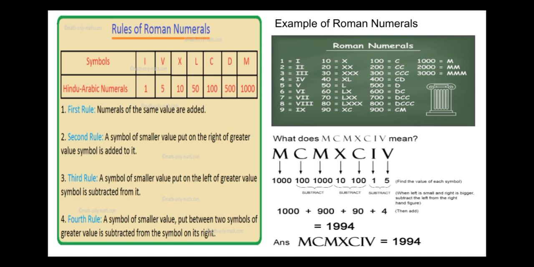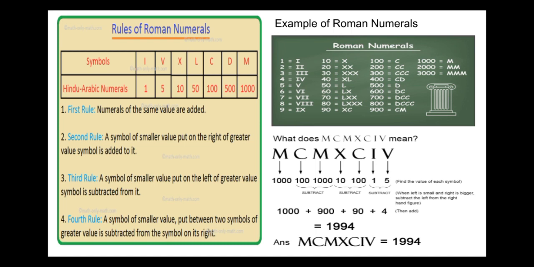60 is equal to LX. L is for 50, X is equal to 10. 50 plus 10 is equal to 60. 70 is LXX. L is 50, X is 10, X is 10. 50 plus 20 is equal to 70. 80 is LXXX. L is 50 plus 30 is equal to 80.